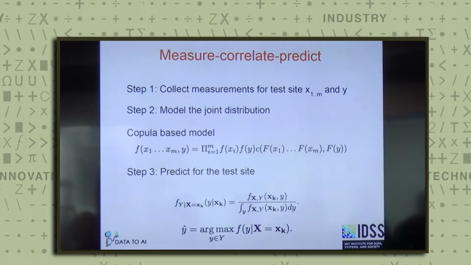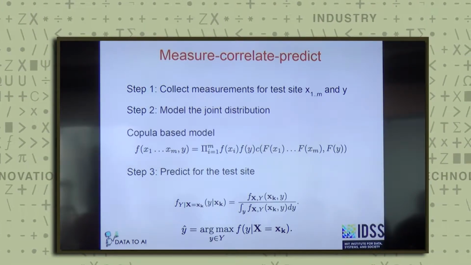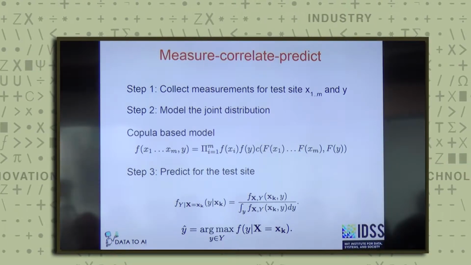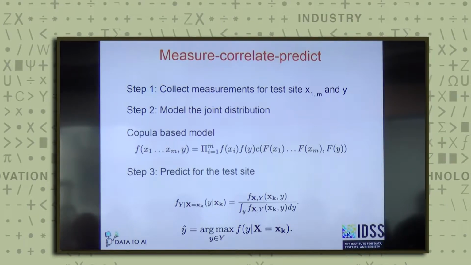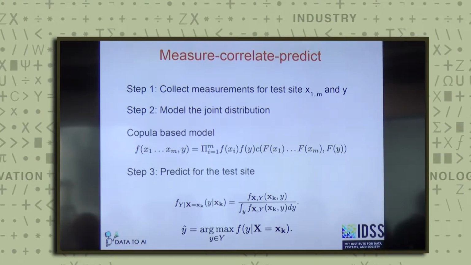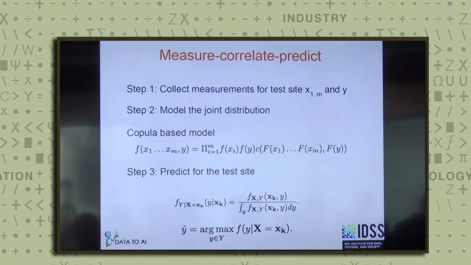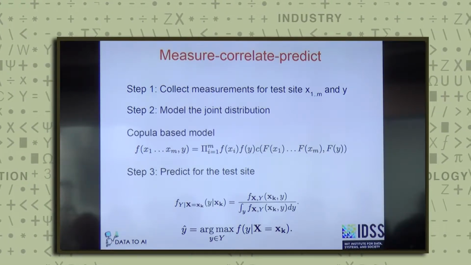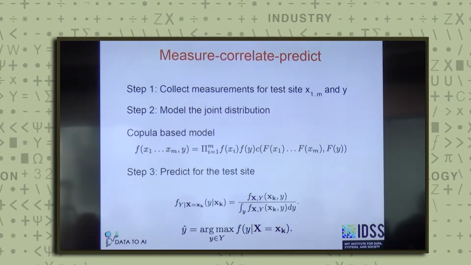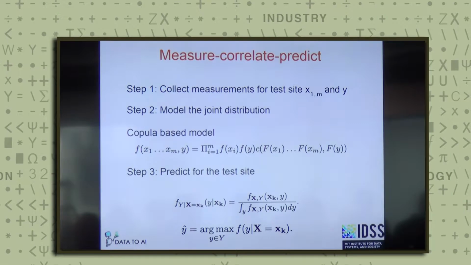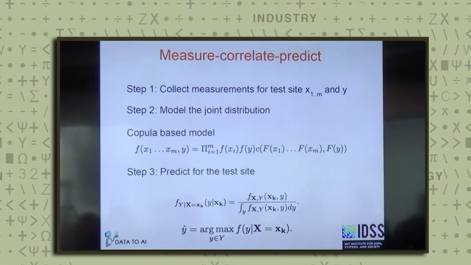This is just a way to tell you that there is a series of steps that we followed. We collect the measurements. We model what we call a joint distribution. What was different between what we tried and what was standard in the wind industry at that time is that we were trying to model a joint distribution. A joint distribution also factors in the covariance between variables, and so it doesn't assume independence. The variables here are the measurements at the test site as well as the long-term site.